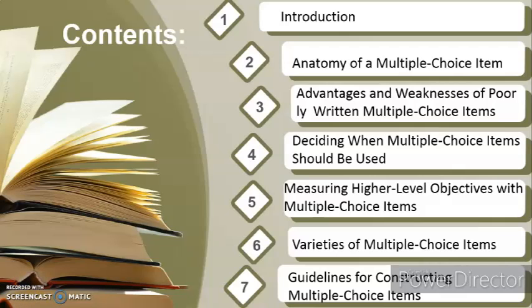The first is introductions, and then the anatomy of multiple choice items, then the advantages and the weaknesses of poorly written multiple choice items, and deciding when multiple choice items should be used, and measuring higher level objectives with multiple choice items. The next is the varieties of multiple choice items, and the last part is the guidelines for constructing multiple choice items.